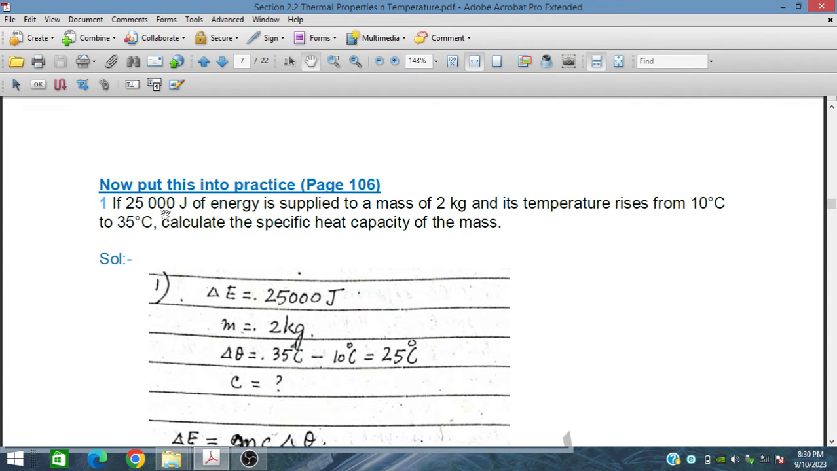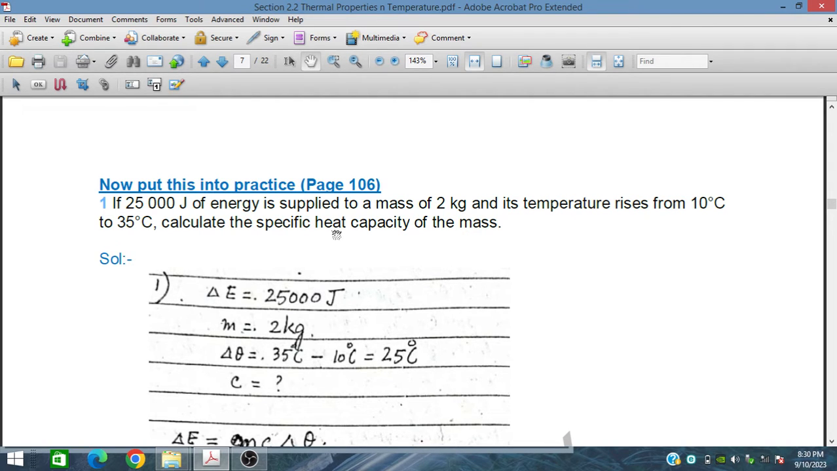If 25,000 joules of energy is supplied to a mass of 2 kilogram, and the temperature rises from 10 degrees Celsius to 35 degrees Celsius, calculate the specific heat of the mass.